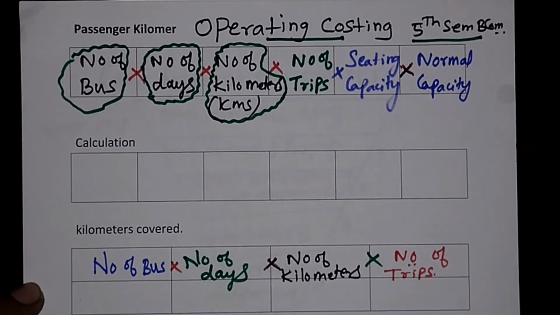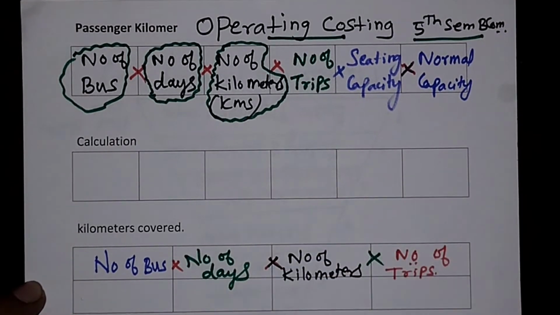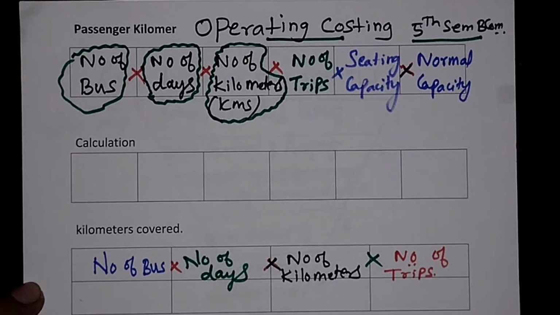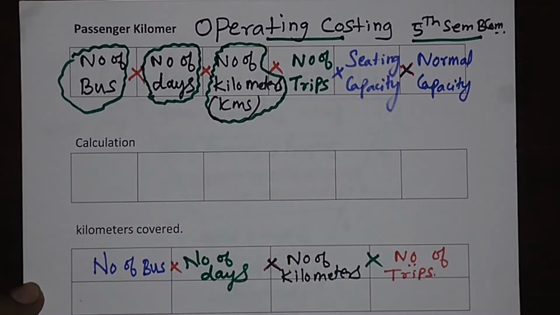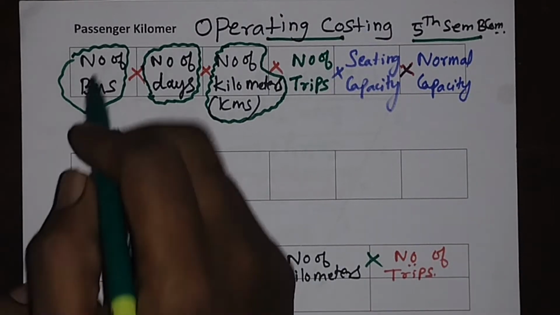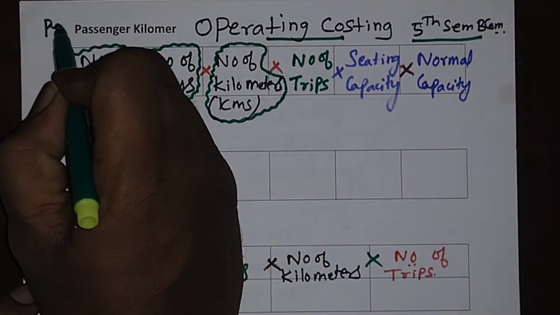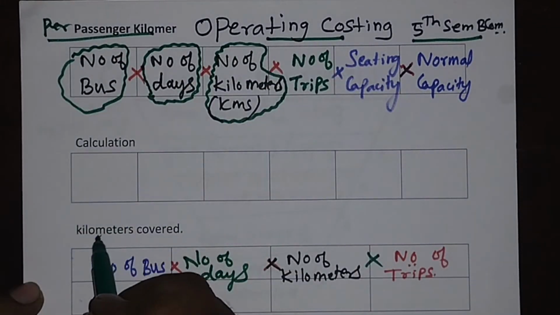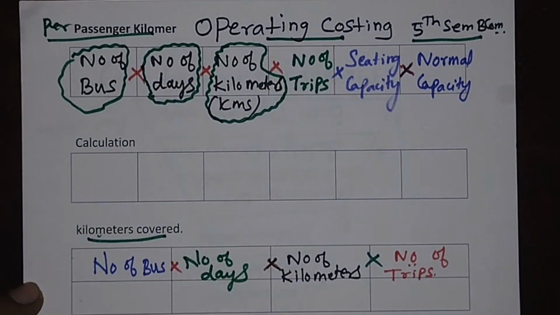So this problem is relating to transportation. In this transportation problem, two different types of calculations will be done as per this video. One is the per passenger kilometer, and another one is the kilometers covered. What is this per passenger kilometers?